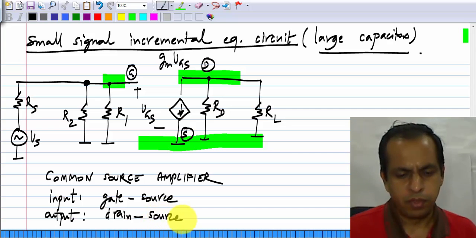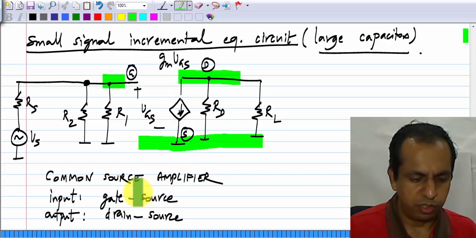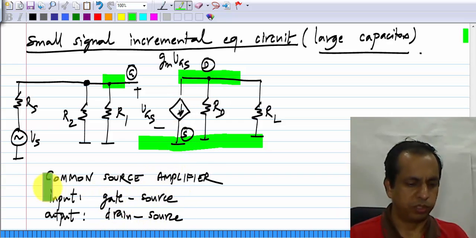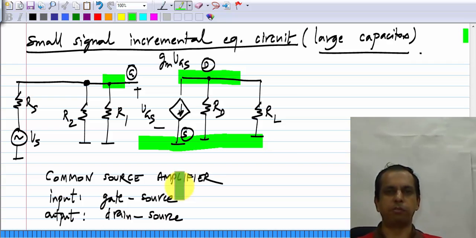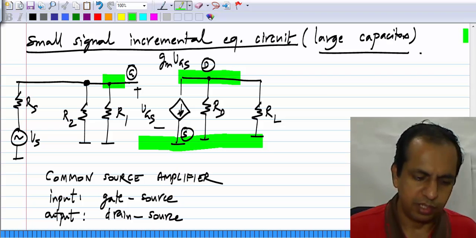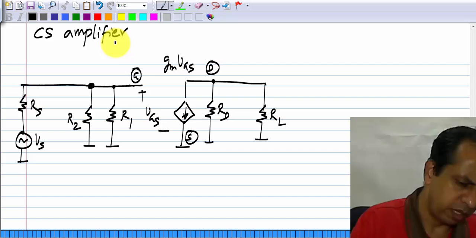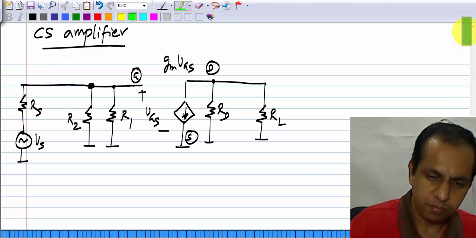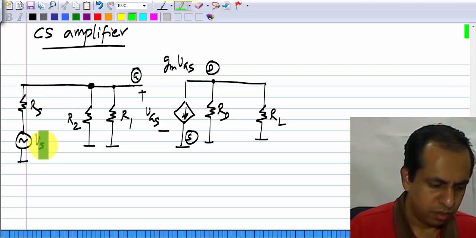Given these, the source terminal is common to the input and output, that is why it is called a common source amplifier, and this is the very basic type of amplifier you can build with a MOS transistor. Now, let us analyze this, it is quite easy. That is the common source amplifier, and what do we have here?